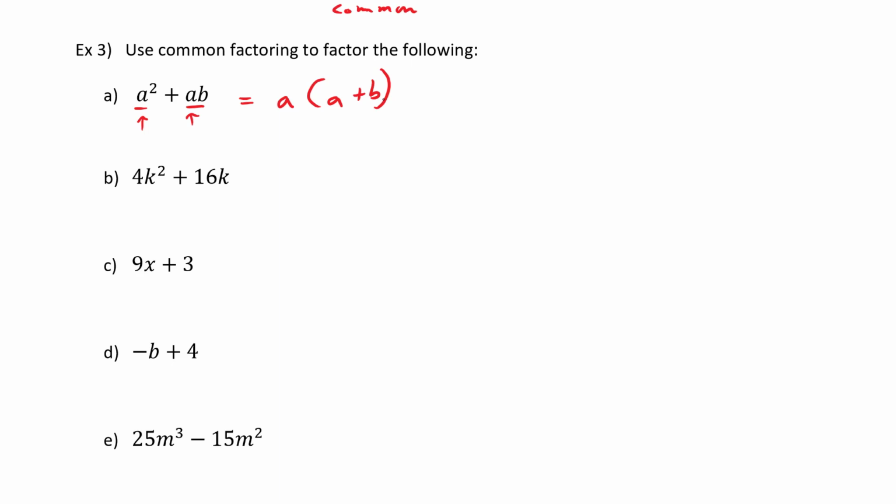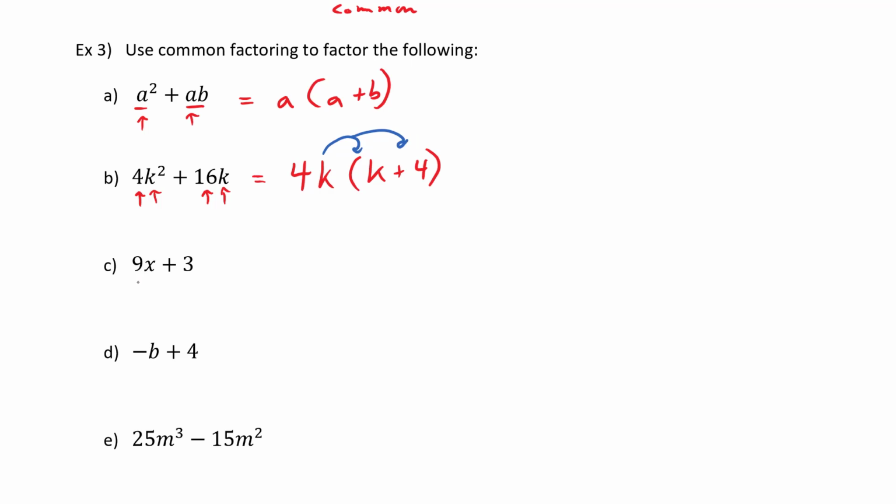Let's now look at B. What is our common factor between these values? Well, I see a 4 here and a 16 here. 4 is a common factor. But remember, when we're factoring, we're not just factoring numbers, we're also factoring variables. Here we have 2Ks, and here we have 1K. So here I can pull out a 4 and a single K. This leaves me with K plus 4. If I was to distribute this back in, 4K times K is 4K squared. 4K times 4 is going to be 16K.